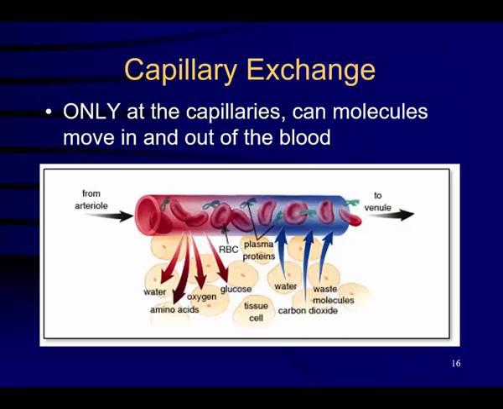Okay, so only at the capillary level can molecules move in and out of the blood. They're not going to move across the walls of the venules, the arteries, the vena cava, or the aorta, because the thickness of the wall is just too thick. There's too much stuff there. When you get down to the capillary level, it's only the endothelial cells that are left. So it's one cell laid between the plasma and the tissues.